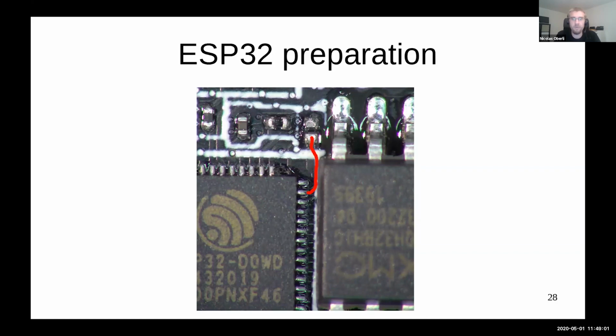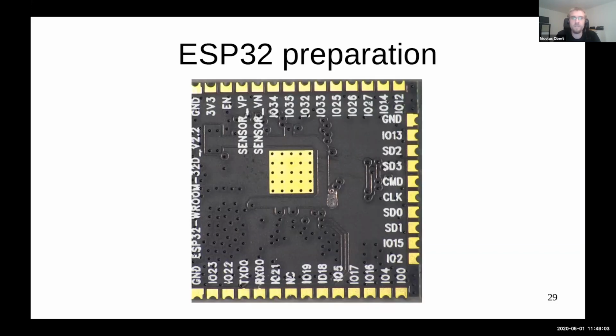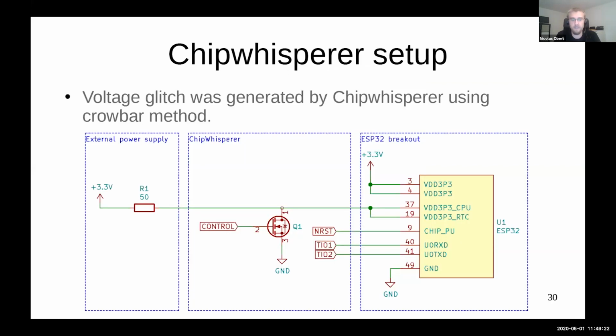Once we removed it, we also needed to cut the trace from the main voltage supply. So on the back of the chip, we used a Dremel to dig just a bit and cut the trace connecting the main power supply to the pin. And once we did that, our pin is completely free, so we can connect it to another kind of device.